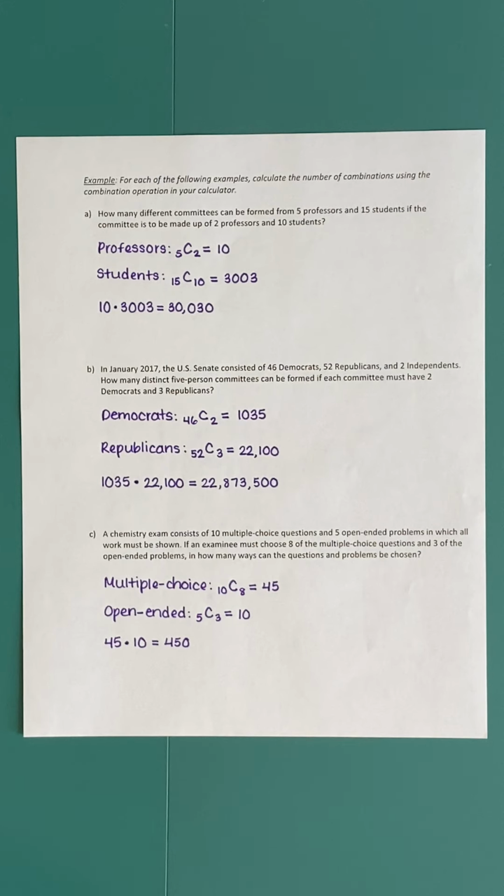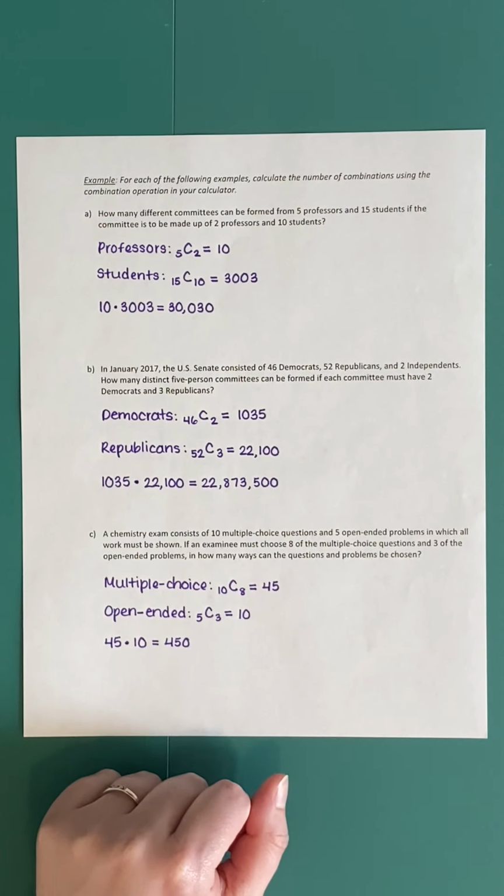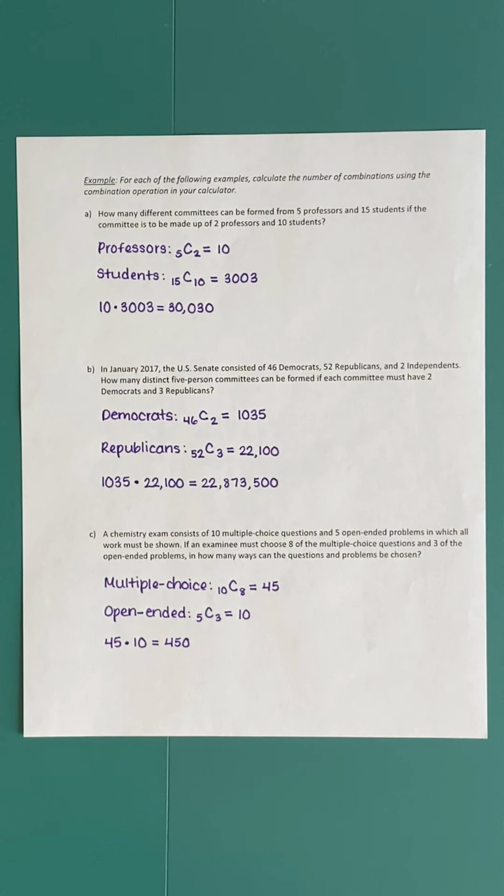So the professor has written a test that has a bunch of problems to choose from. You don't have to answer all of them. You only have to answer 8 out of the 10 multiple choice and 3 out of the 5 open-ended problems. So again, think of this as like a 2-step process. We're choosing multiple choice problems from multiple choice problems. We're choosing open-ended problems from open-ended problems.